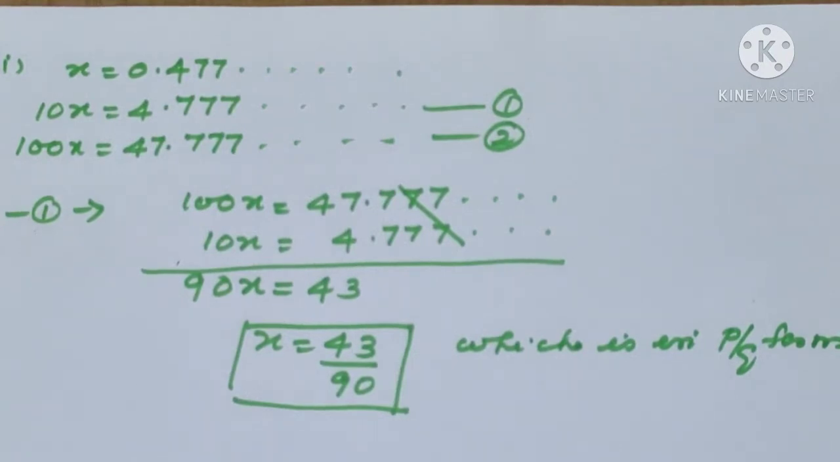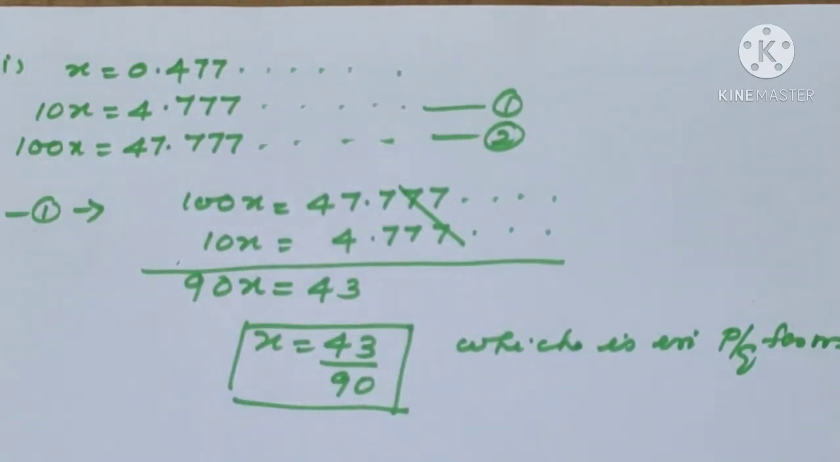What is the next step? 2 minus 1 we can do. Then 100x equal to 47.77 etc., 10x equal to 4.77 etc. That means we can see that the decimal part is same. Now we have to do the subtraction. Then you will get 90x is equal to 43, or x equal to 43 by 90, which is in the p by q form.